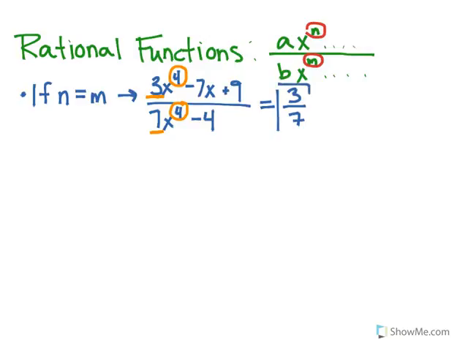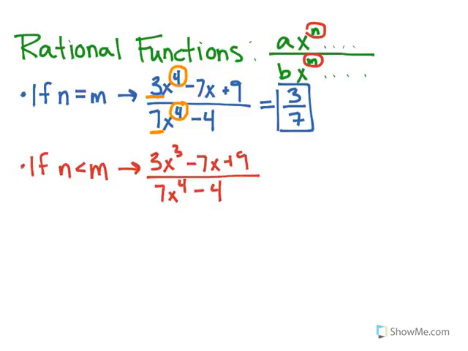That's it. So if you can understand that property, and of course this is limits approaching positive and negative infinity, if you see that those exponents are the same, you can jump straight to the ratio of their coefficients, and that is awesome. We have another case where n would be less than m.